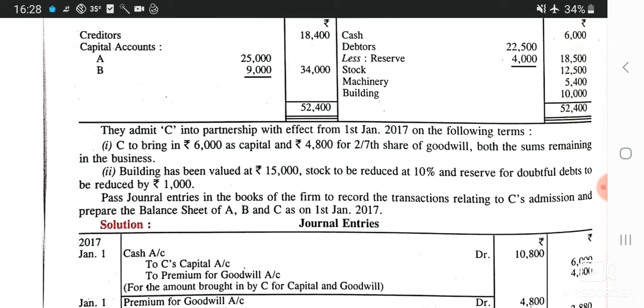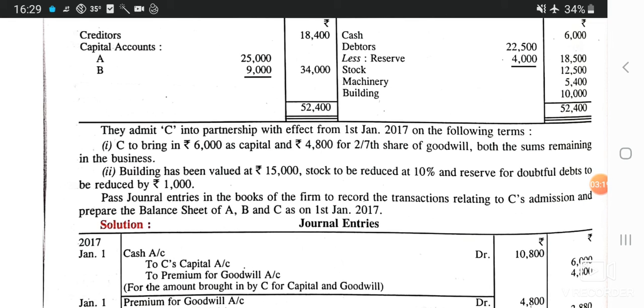So in the revaluation account we will make an entry, that is, by building. By building means the asset has increased. So when the asset has increased, the entry will be building account debit to revaluation account.